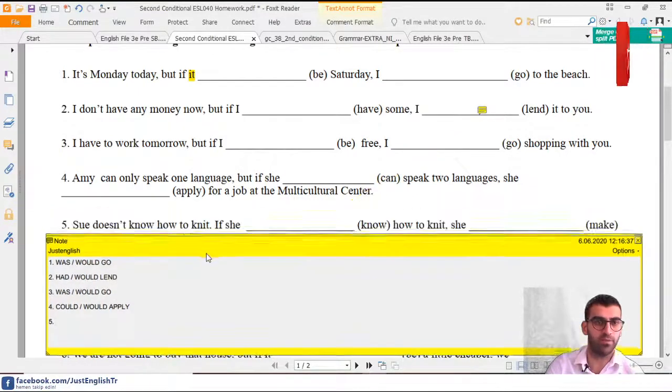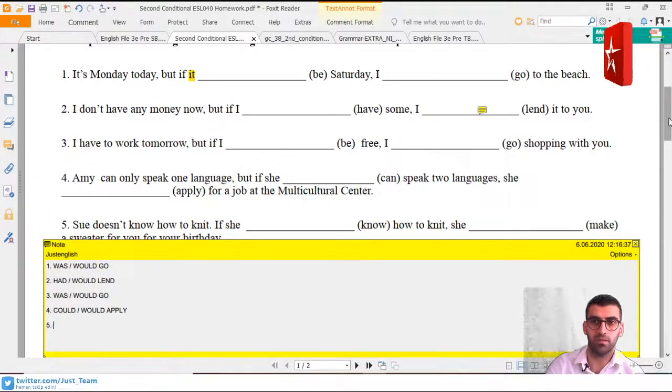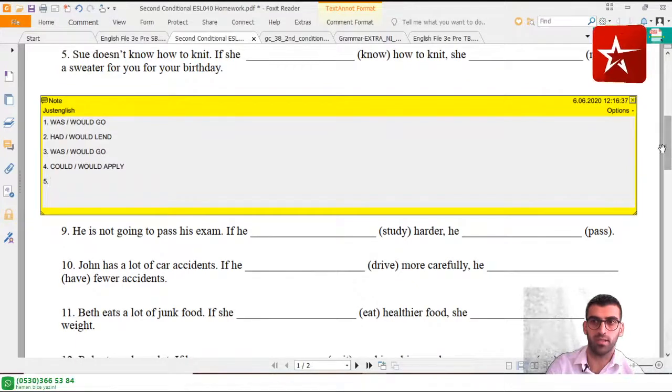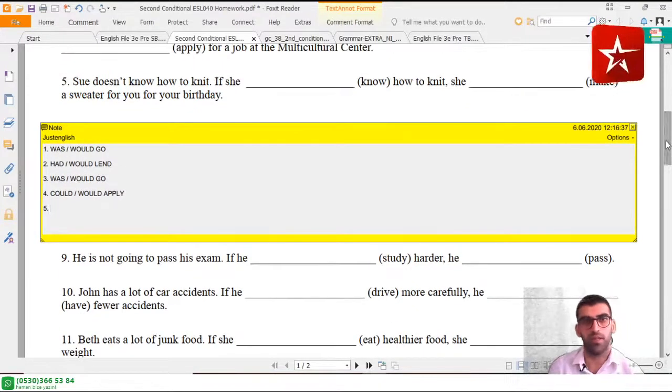And number 5. Let me show you number 5. How can we answer number 5? Sue doesn't know how to knit. Okay, so if she blank how to knit, she blank a sweater for you for your birthday.